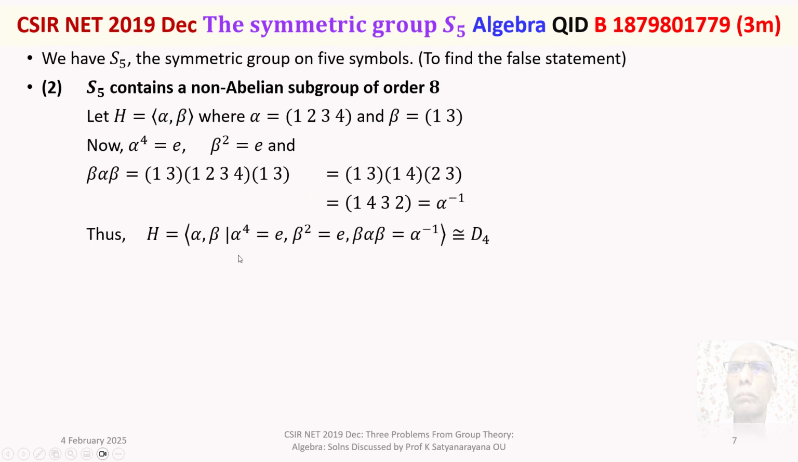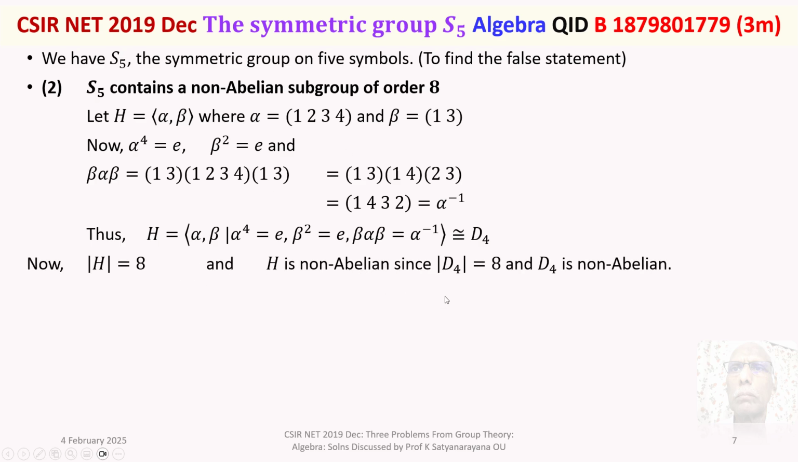So thus H is isomorphic to D4. What is D4? D4 is a non-abelian group of order 8. So now the order of H is 8 and H is non-abelian, since the order of D4 is 8 and D4 is non-abelian. Thus S5 contains a non-abelian subgroup of order 8, which is true. Thus option 2 is also true.